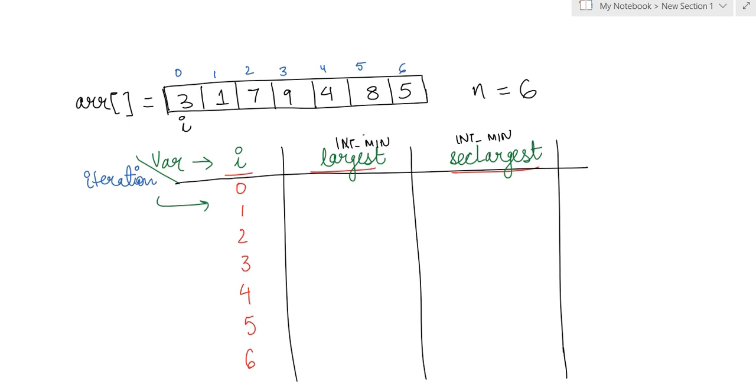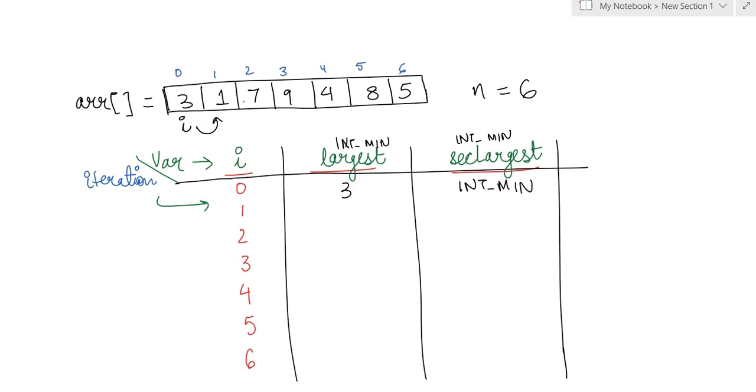So what do we have to compare? We have to compare array of i with the largest. Is array of i greater than largest? Like, 3 is greater than INT_MIN? Yes, of course, because INT_MIN is the minimum value. So we are going to update second largest with the largest, which is basically INT_MIN, and largest with array of i, which is 3. Now we are going to update our i and move on to the first index.